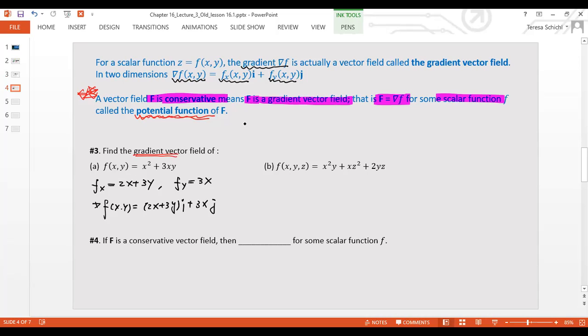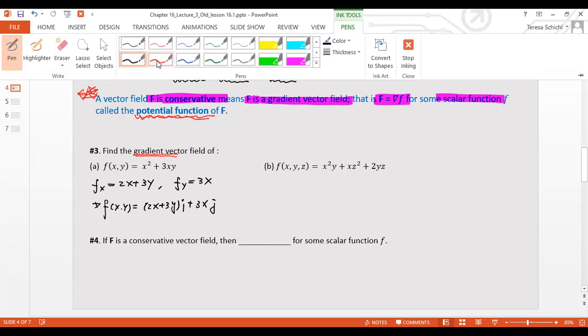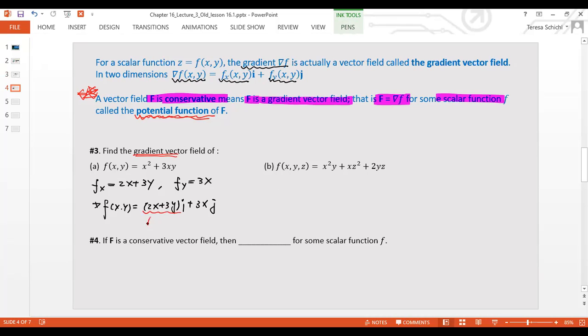Okay, so the same way here, this is my P(x, y), right? That's the scalar component. And this is Q(x, y) here, right? Okay, so let's take a look in R3.